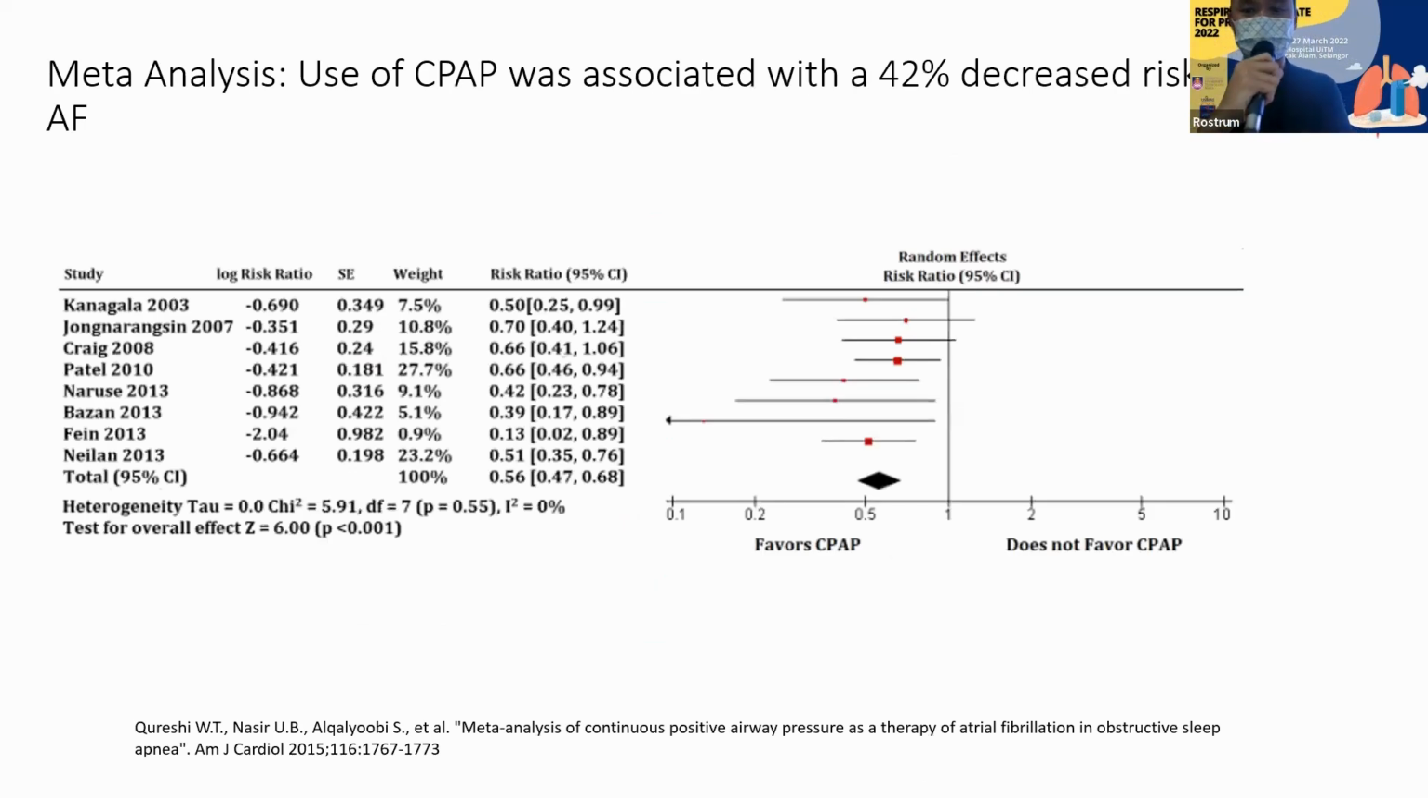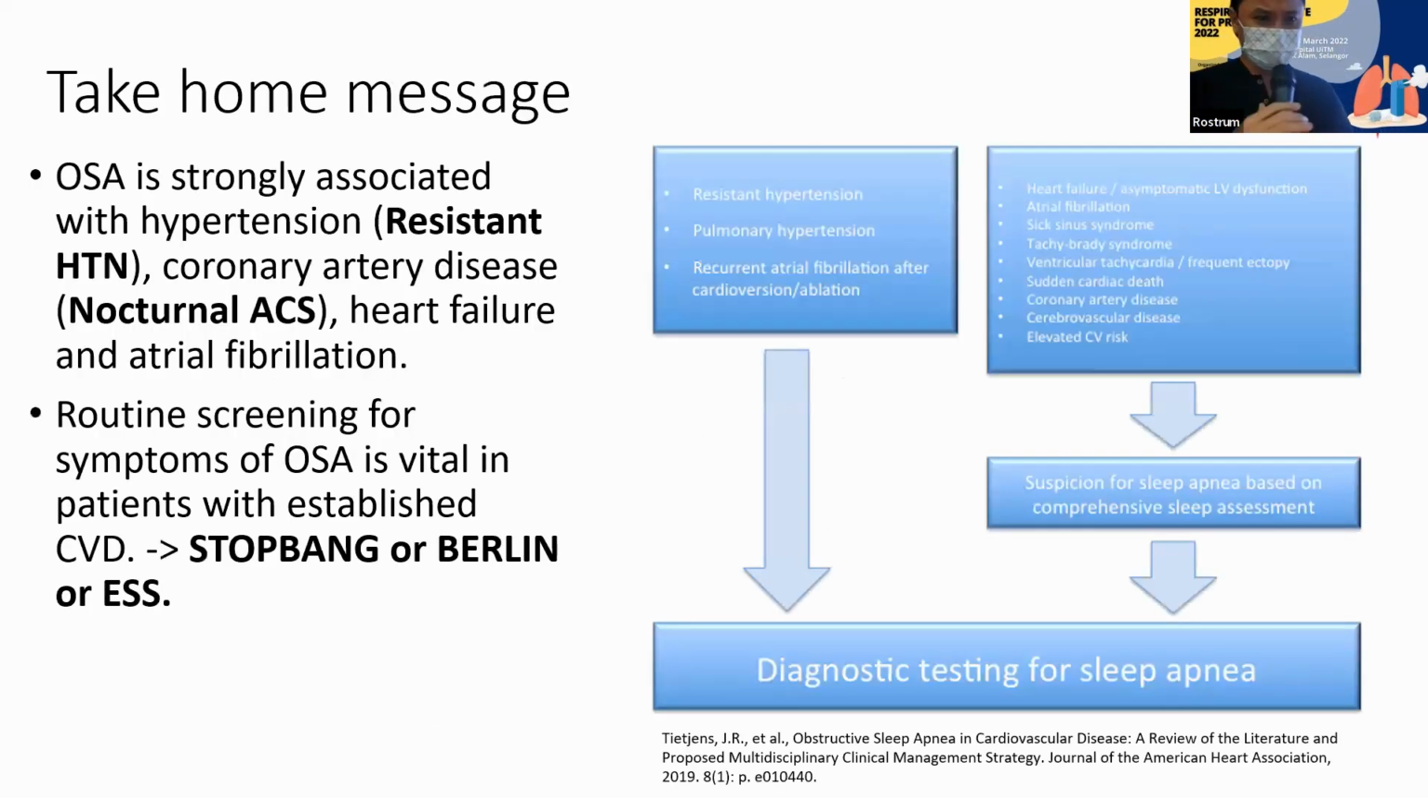From a meta-analysis of 8 trials, the use of CPAP has been shown to reduce the risk of atrial fibrillation in OSA by up to 42%, with stronger benefits seen for younger, obese, and male patients. So, in summary, OSA is strongly associated with hypertension, particularly resistant hypertension, coronary artery disease, particularly nocturnal acute coronary syndrome or nocturnal angina, heart failure, and atrial fibrillation. So routine screening for symptoms of OSA is vital in patients with established cardiovascular disease.